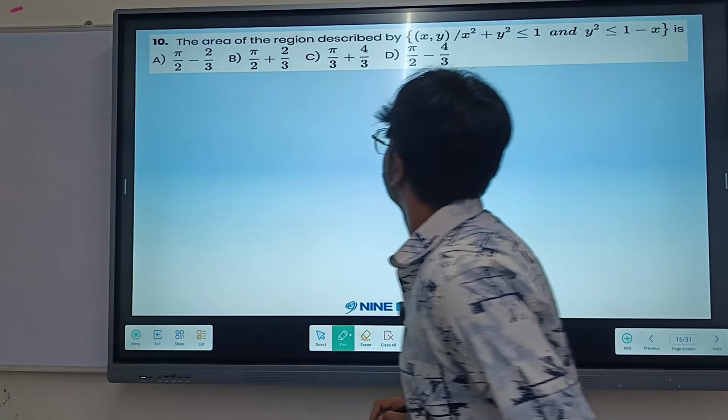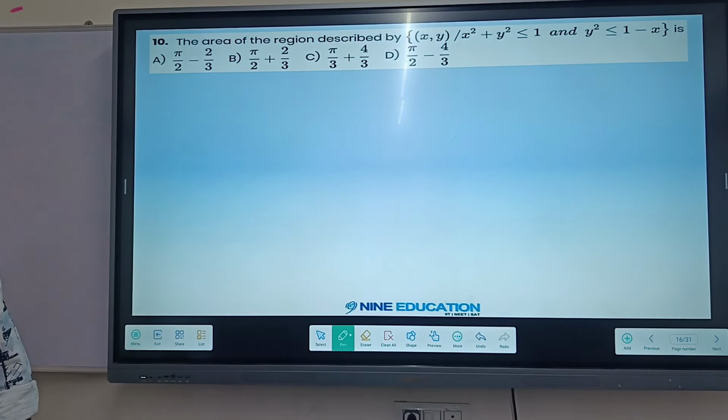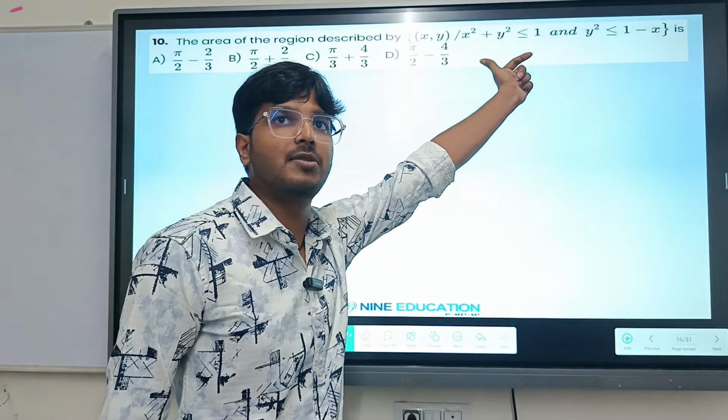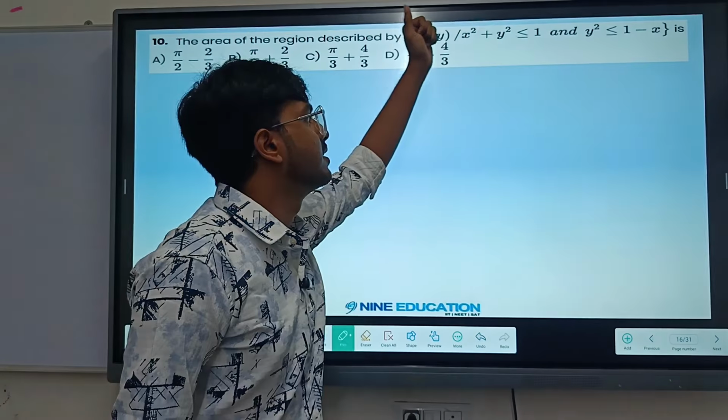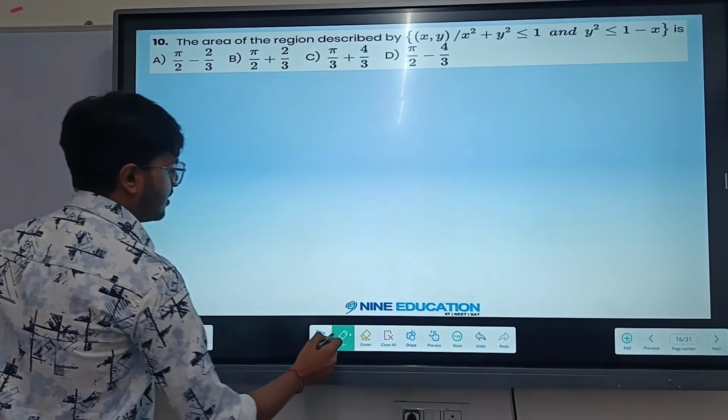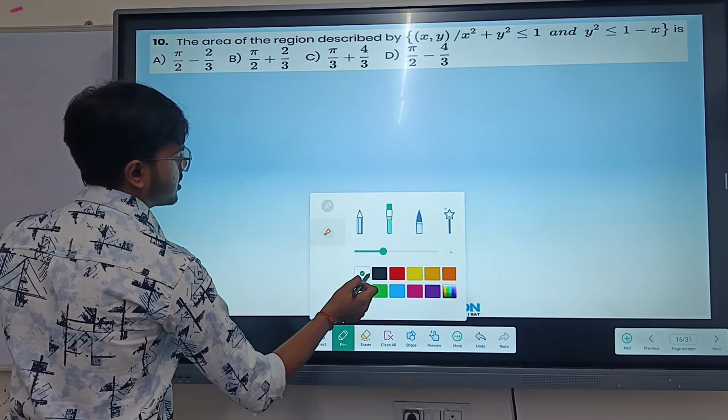Alright, let's move to our next question. The area of region described by x square plus y square less than equal to 1. If you take x square plus y square equal to 1, it will be a circle, and y square less than equal to 1 minus x, which is a parabola. So let's draw the curves of both of them.